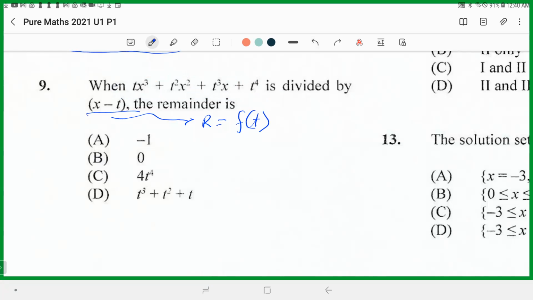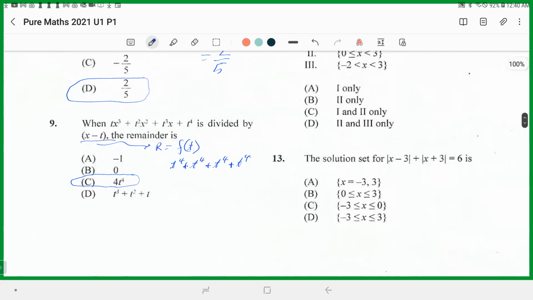T here, so t to the 4th. T here, so t to the 4th. T here, so t to the 4th. So my list is t to the 4th plus t to the 4th plus t to the 4th power plus t to the 4th power. 4 of them. That's what we get. 4 times t to the 4th power. See here? This is the answer. Easy. Easy. Number 9. Only 45 questions on this paper now.